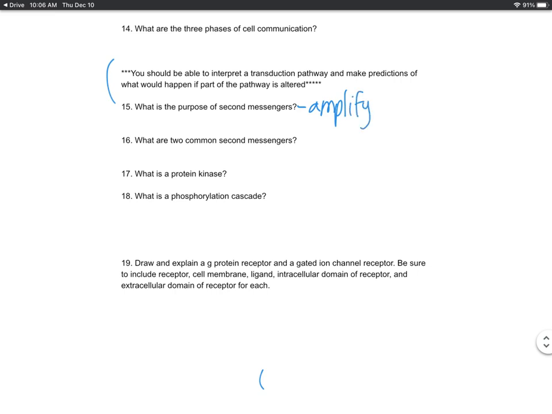The purpose of second messengers is to amplify and spread the signal. So those are when there's a whole bunch of a little molecule or maybe an ion released into the cell. For example, potassium ions could be a second messenger. There was another one called cAMP that was in there.